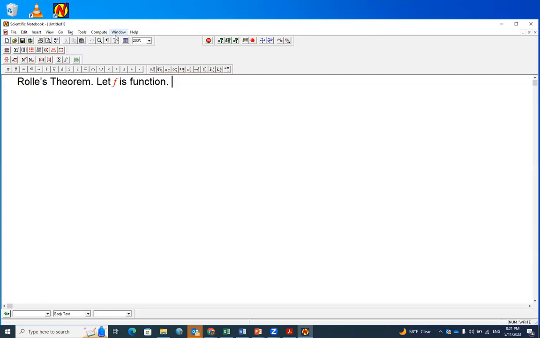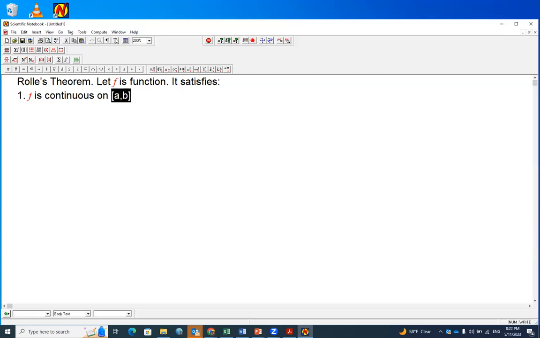It satisfies the following three premises. Number one, f is continuous on the closed interval. Continuous on a closed interval [a, b].